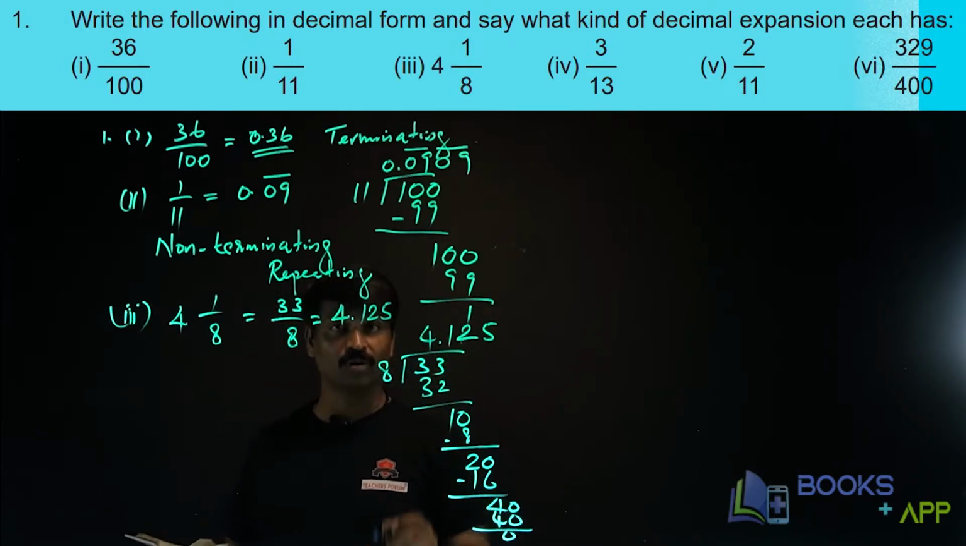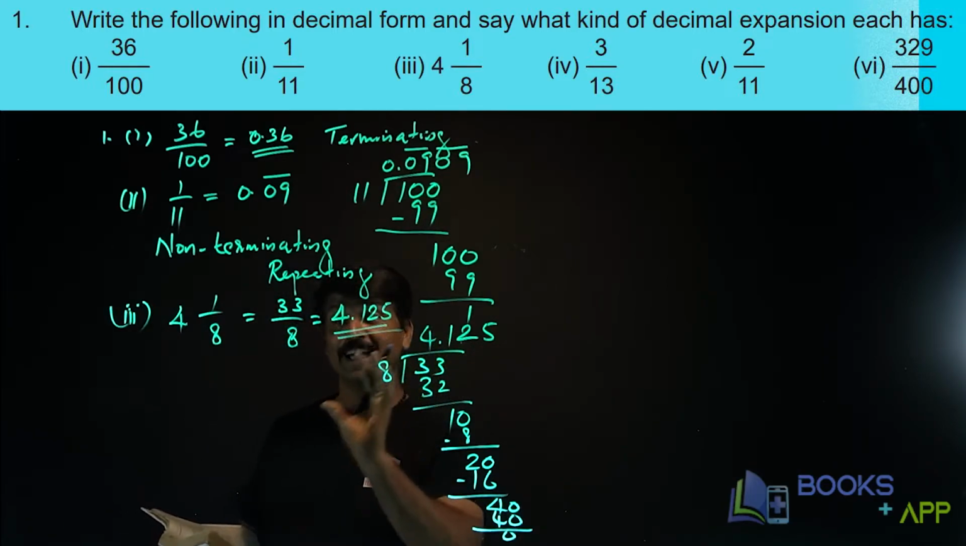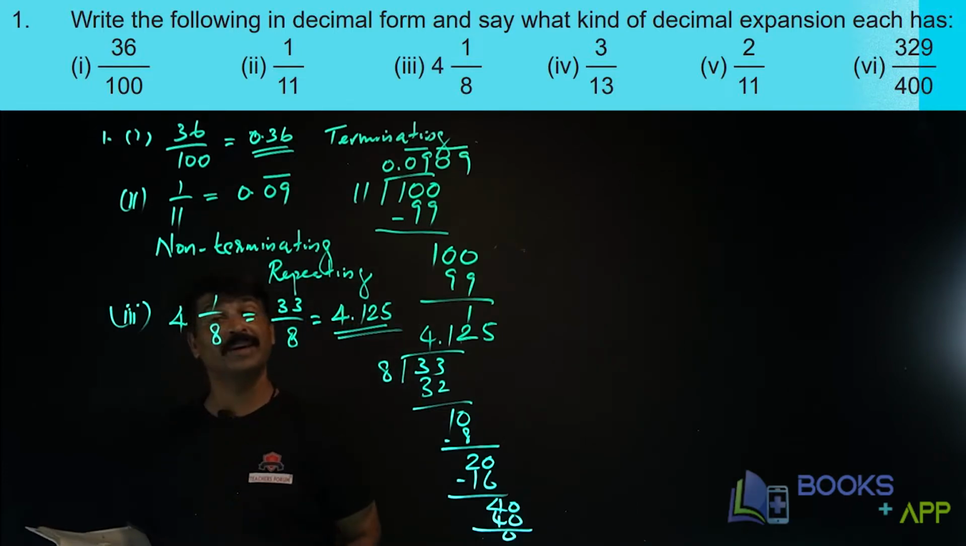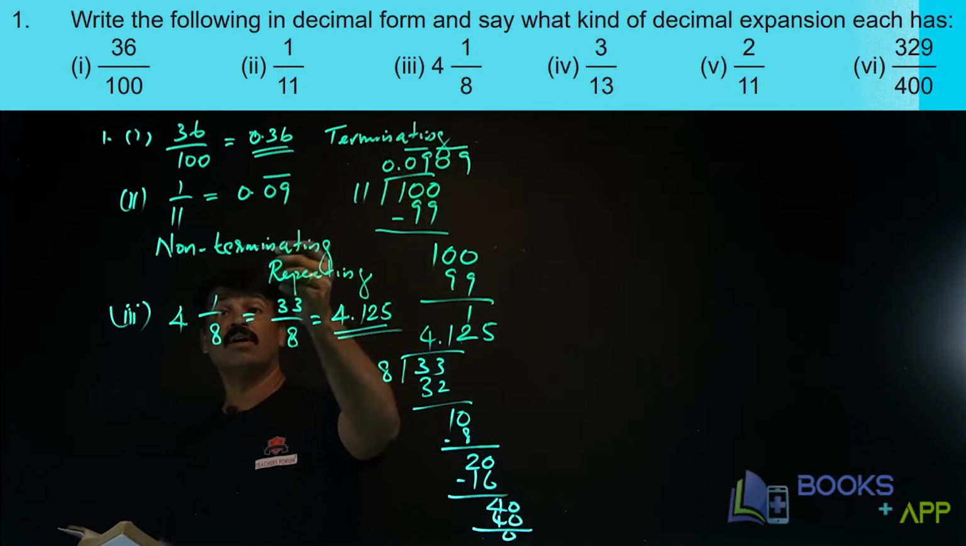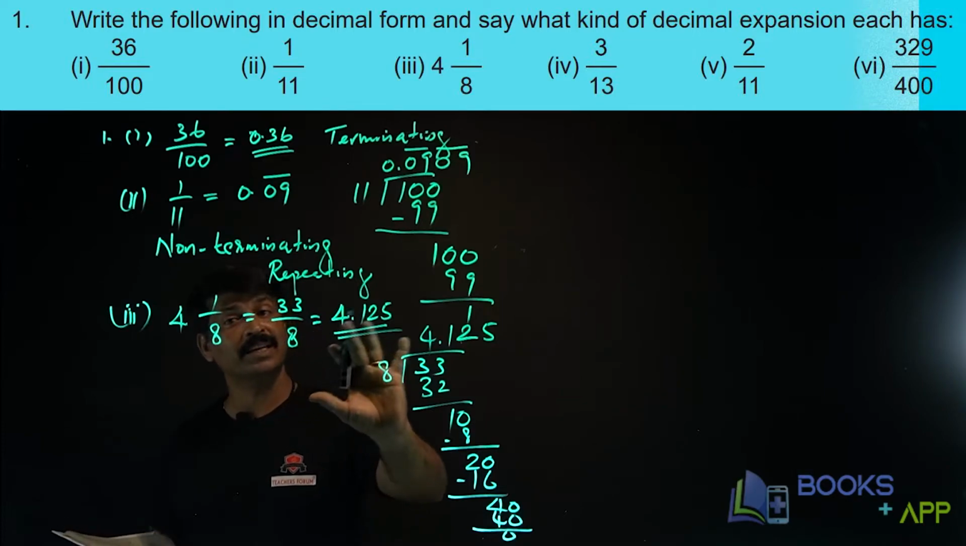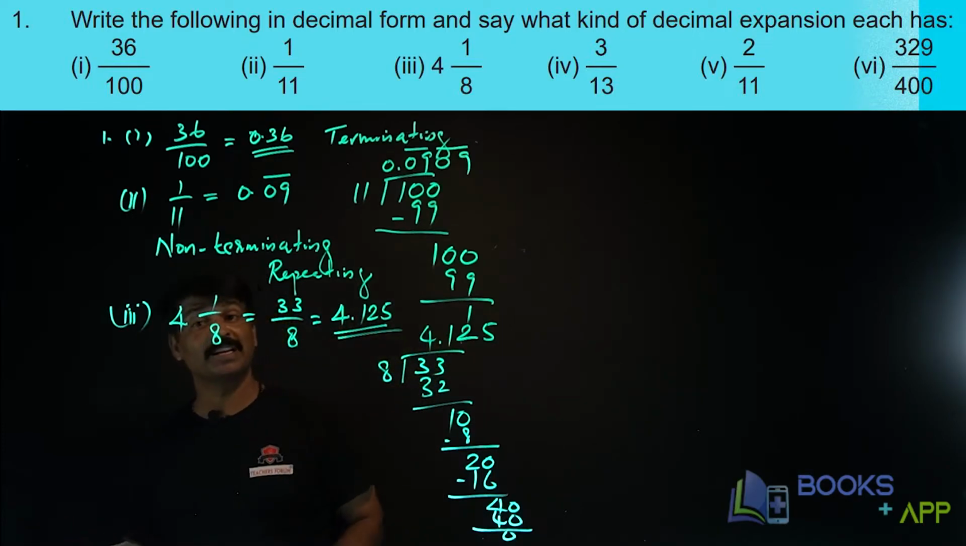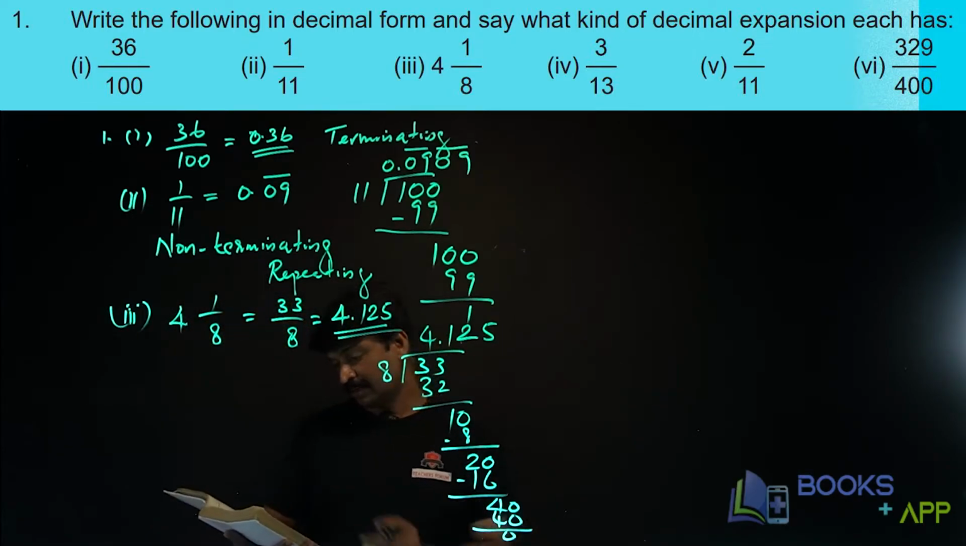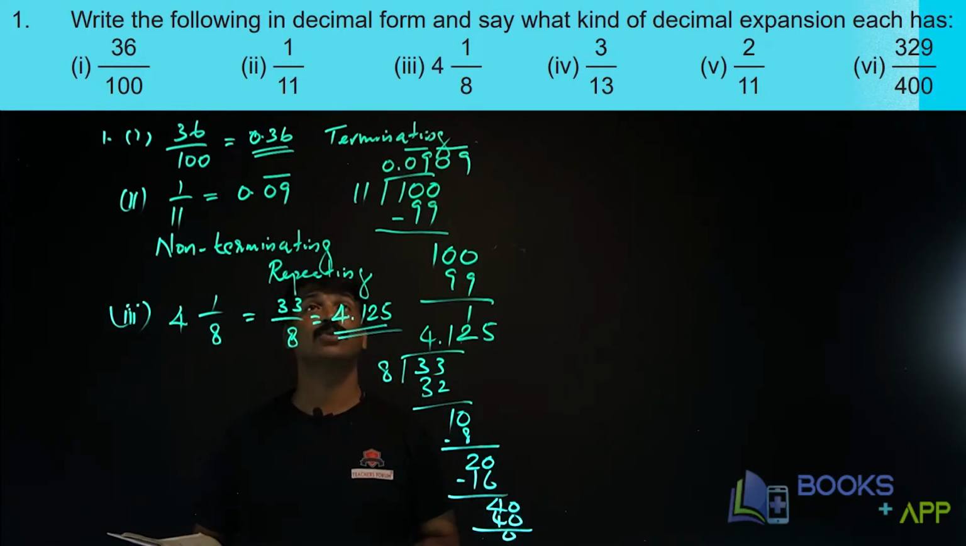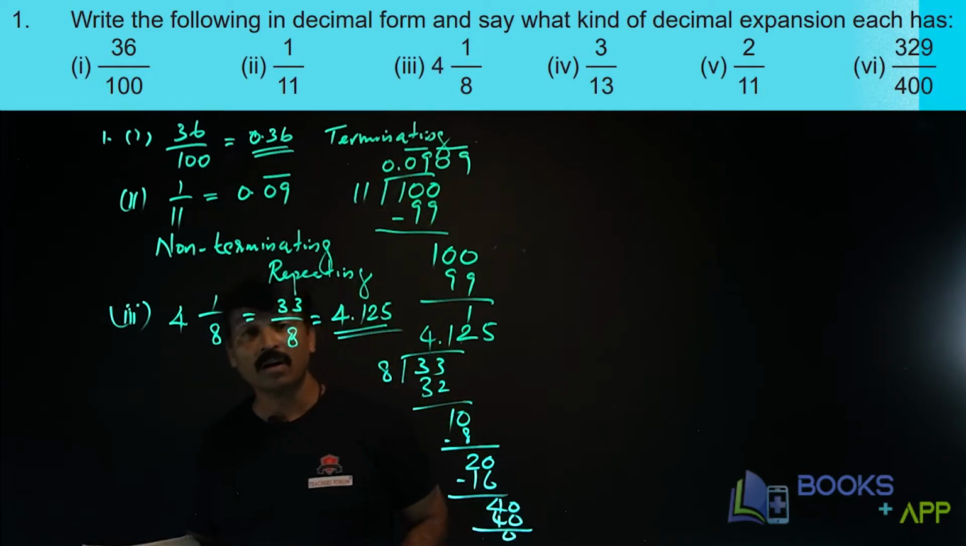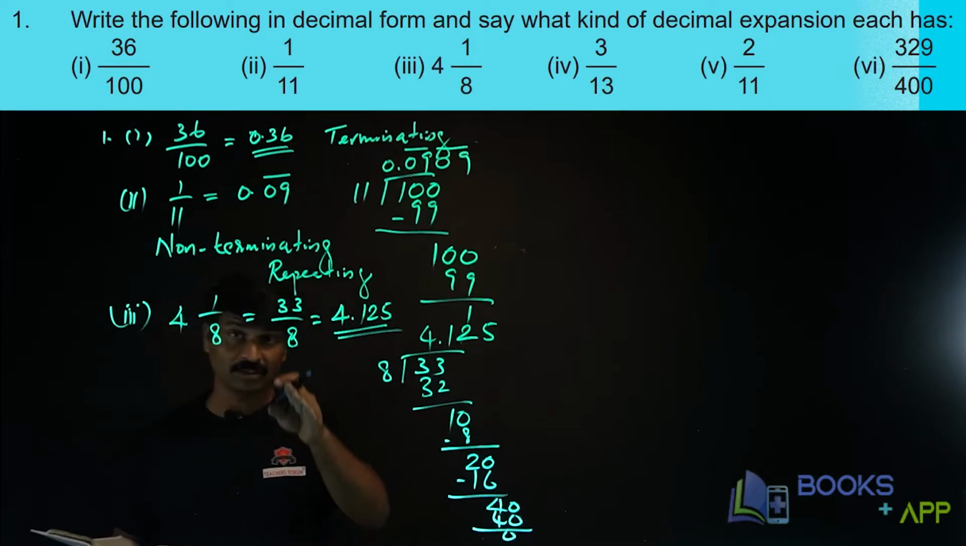The remainder becomes 0. So what do you say about the decimal expansion of 4 1 by 8? Is it terminating or non-terminating? It terminates. It stops. So the decimal expansion is terminating. The remaining problems you can do and check whether they are terminating or non-terminating, repeating.